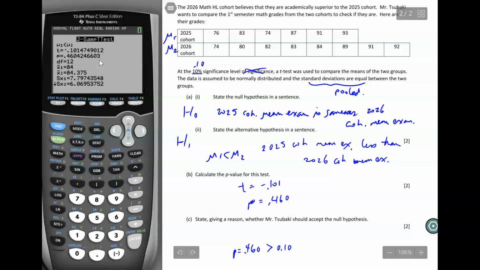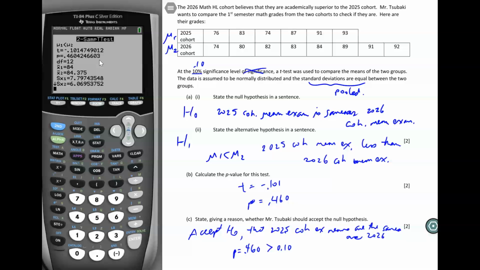So since the p-value is greater than 0.10, that means we accept the null hypothesis. So we accept the null hypothesis that 2025 cohort exam means are the same as 2026. So in the end, 2026 thought they were better than 2025, but the data doesn't show that. It shows that they're the same, virtually the same.